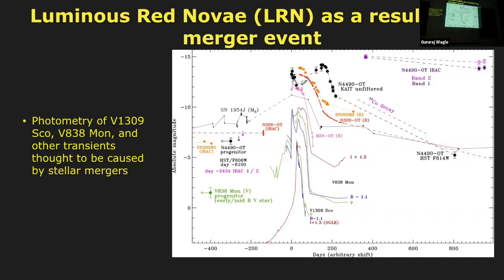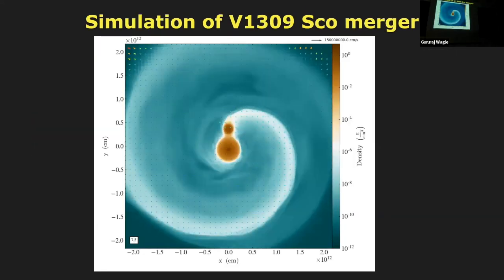Now I will go to another type of simulation. This is a luminous red nova, a transient that we think is caused by stellar merger. Some of them are like V1309 Scorpii or V838 Monocerotis. You can see the absolute magnitude and the duration of the event. We want to simulate something like that. We have a merger of V1309 Scorpii. I will show you another movie.